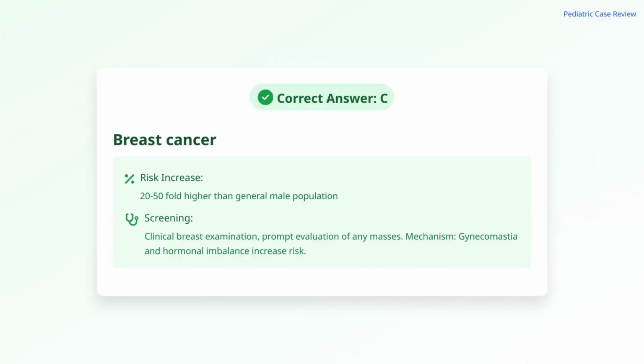Males with Klinefelter syndrome have 20 to 50-fold increased breast cancer risk compared to the general male population. This dramatic increase relates to gynecomastia, testosterone deficiency, and relatively increased estrogen exposure. While still rare in absolute terms, breast cancer represents the most significantly elevated malignancy risk. Any breast mass in a male with Klinefelter syndrome requires prompt imaging and biopsy. Regular clinical breast examination should be part of routine care.